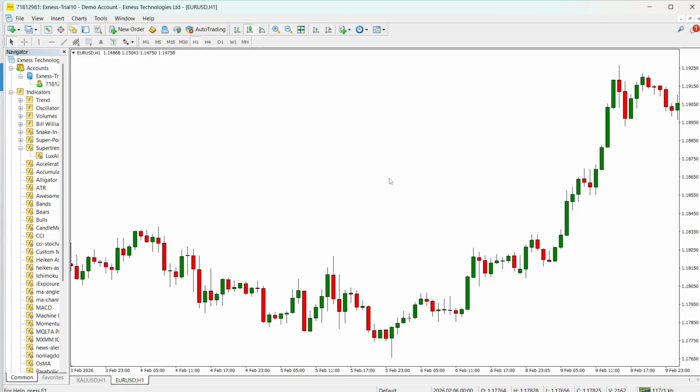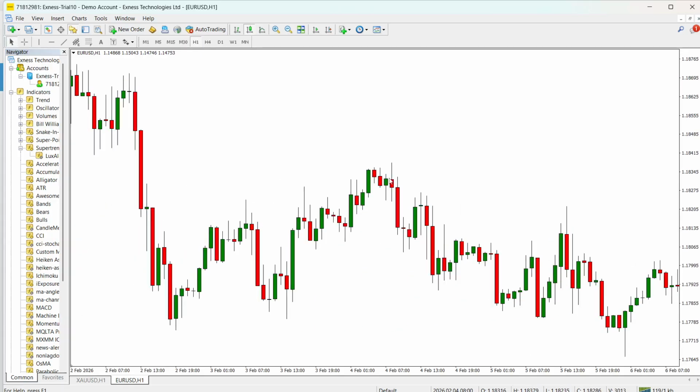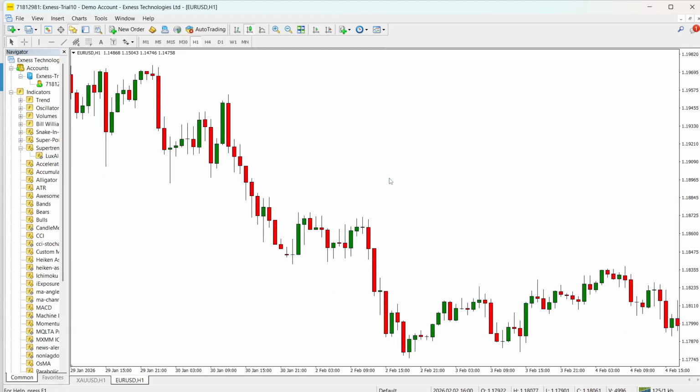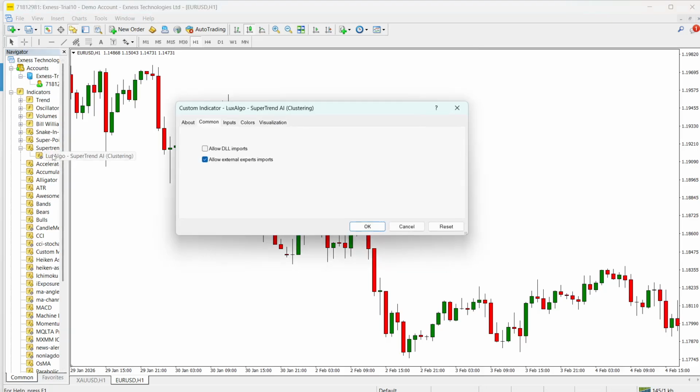This advanced version of the Supertrend uses AI-driven clustering to adapt its parameters to changing market regimes, aiming to provide more context-aware trend information across different assets and timeframes. At this point, I'll load the indicator on the chart so you can see how it looks in real time.